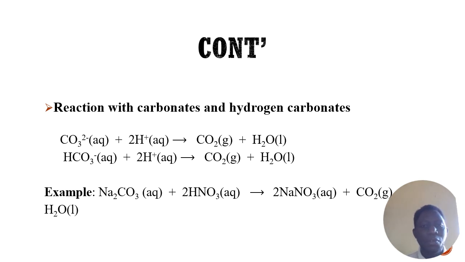Nitric acid also can react with carbonates, even with hydrogen carbonate. These are the ions produced in the ionic equation: in carbonates there is the carbonate ion, and the hydrogen is from the acid. That's why the main products of nitric acid with carbonates or hydrogen carbonates are carbon dioxide and water. Here there is an example. When sodium carbonate reacts with nitric acid, this produces sodium nitrate, carbon dioxide, and water.